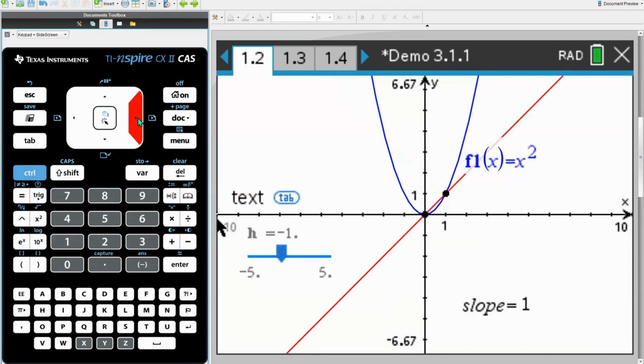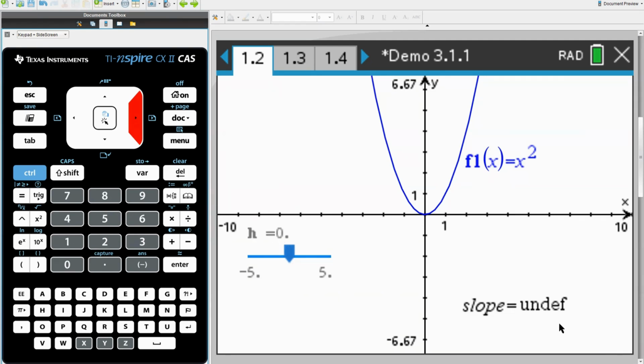Now there's -1. Well, that's looking closer. Okay, how about I get even closer? Well, I get undefined there when h is 0. Oh, yeah, because I'm dividing by h in that expression. When you divide by 0, you get something that's undefined. And then, of course, h can get bigger than 0, and you can see that those slope values are changing.